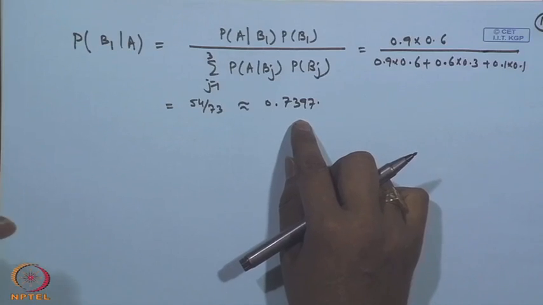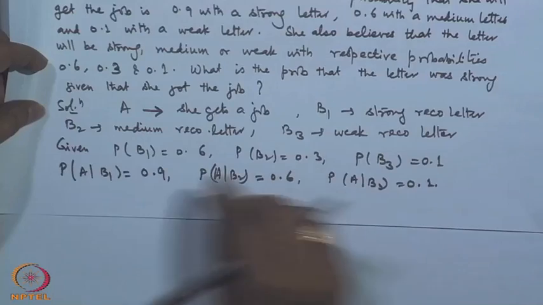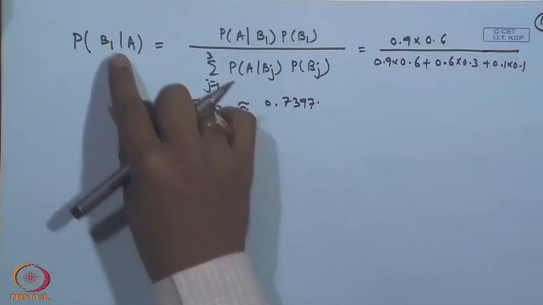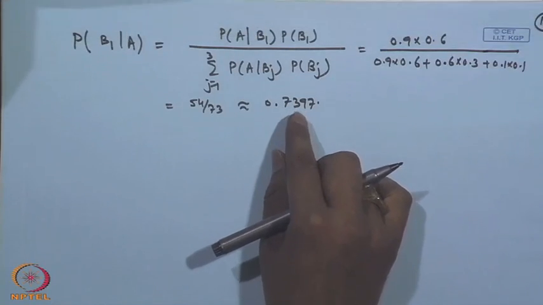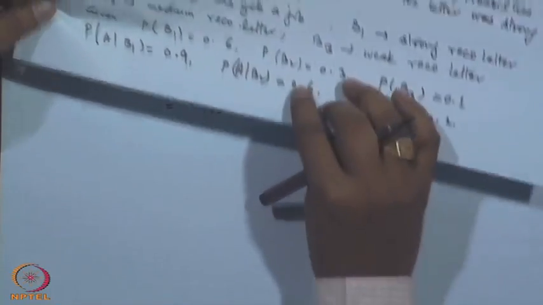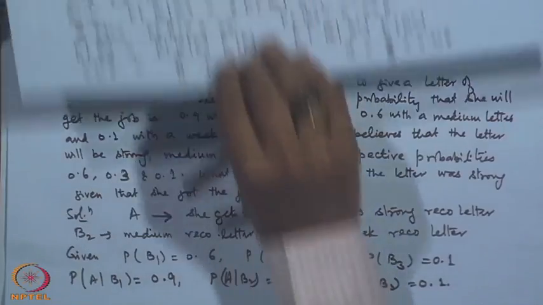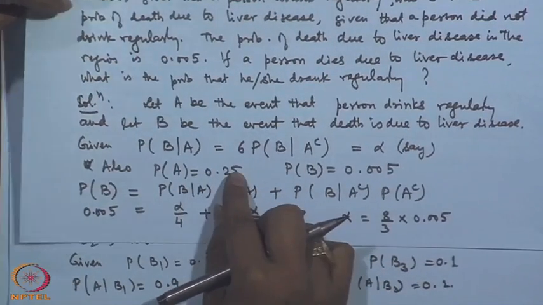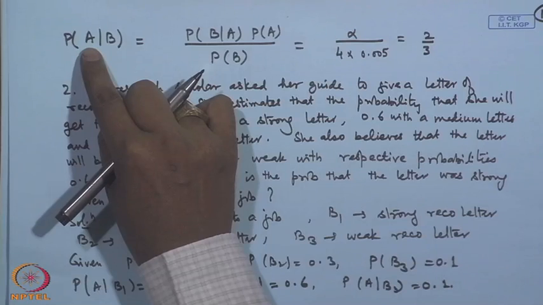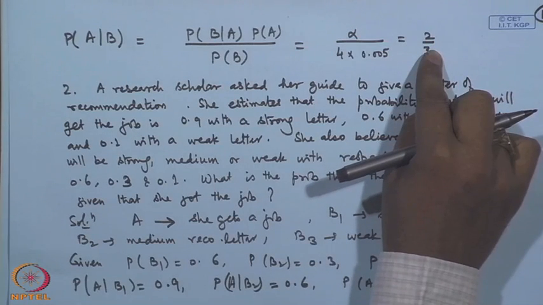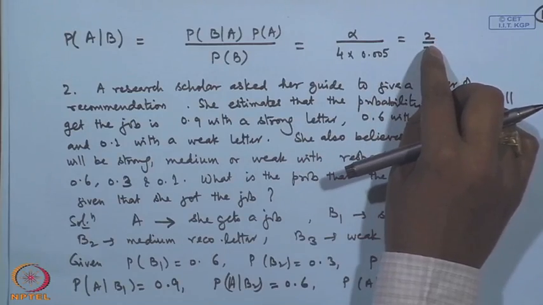Now, let me also introduce the concept of independence of events. So, here we have seen that the conditioning alters the original probabilities. For example, the probability of B1 is 0.6, but if I consider conditioning by A, it turns out to be 0.7397. In a similar way, we can look at the effect on probability of B2 and so on. Similarly, in one of the previous problems, the probability of A, that the person is a regular drunkard, was actually 0.25. But if we know that he died due to liver disease, then that probability is quite high, it is 2 by 3. So, you can see that the effect of conditioning changes the original probability.